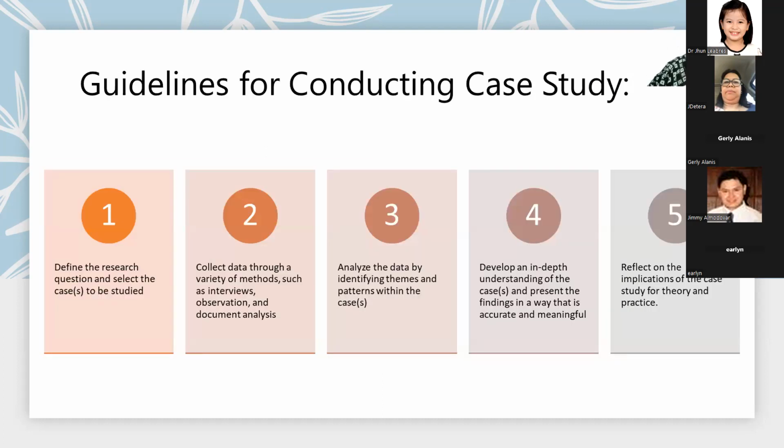How do we do this? Define the research questions to the case, collect data: interview, observation, and document analysis, request for the actual case. Analyze the data by identifying themes and patterns within the case. Okay. Develop an in-depth understanding, and then reflect on the implications to theory and practice. So, how do we do that? By saying, in the usual dengue, and then compare it vis-a-vis dengue carditis. How it could impact future studies.